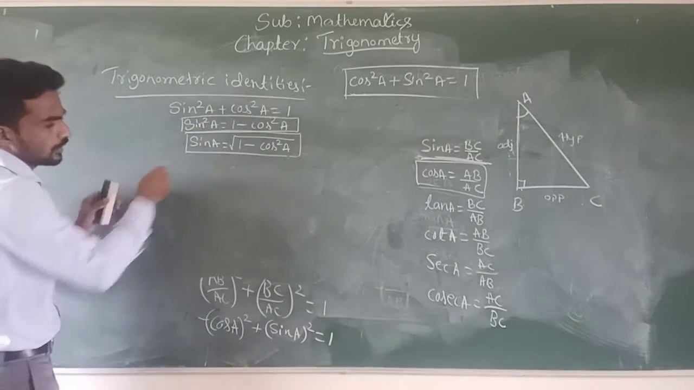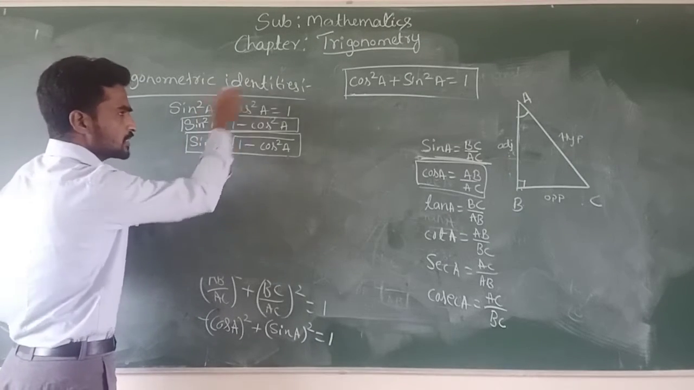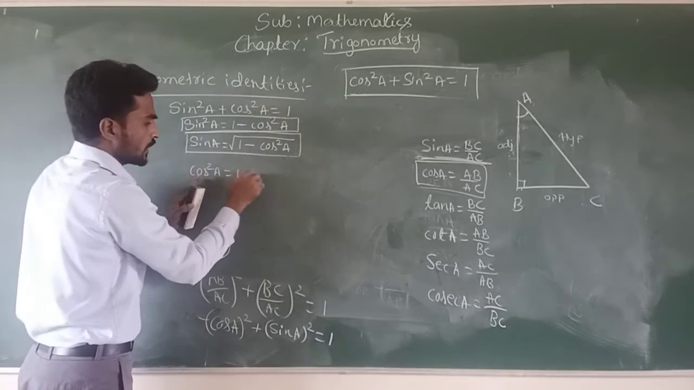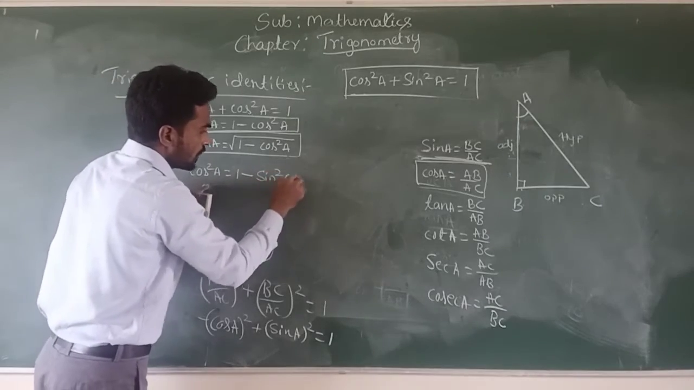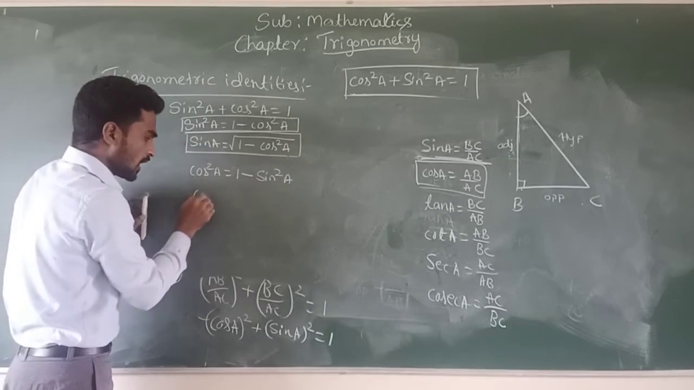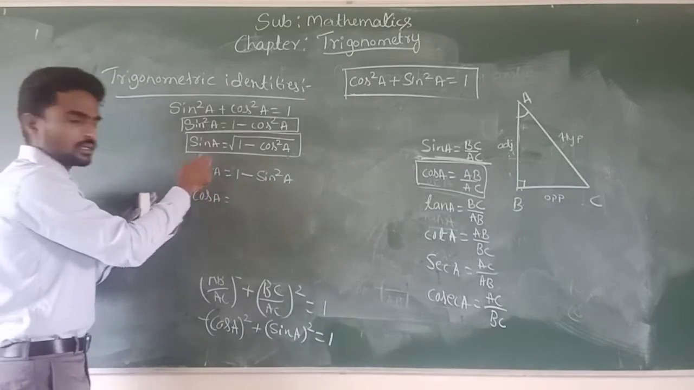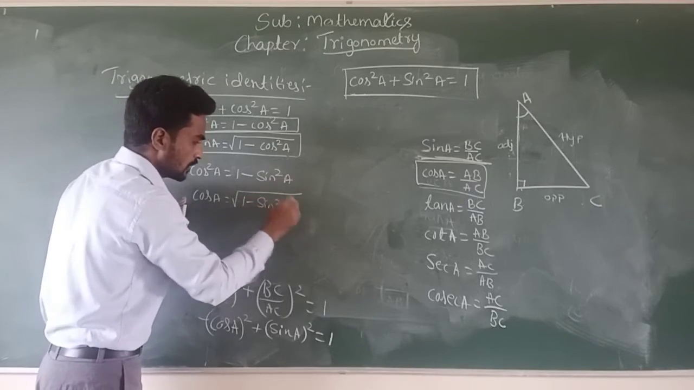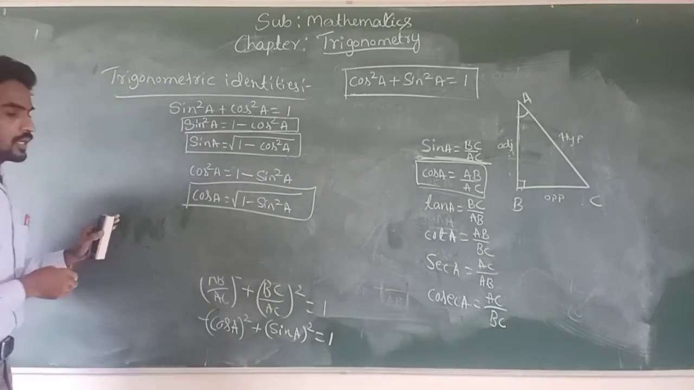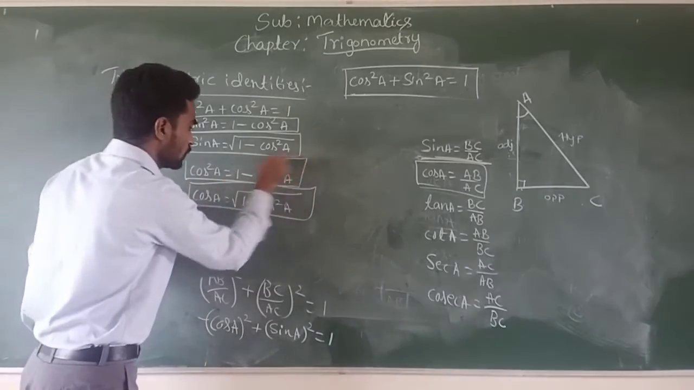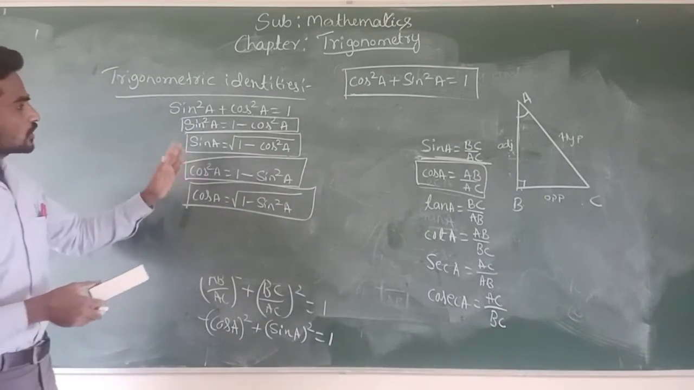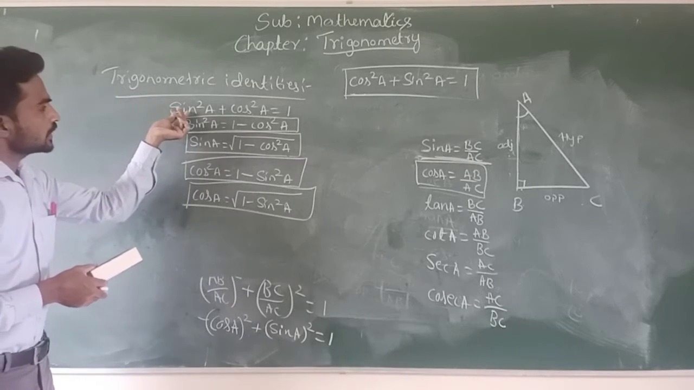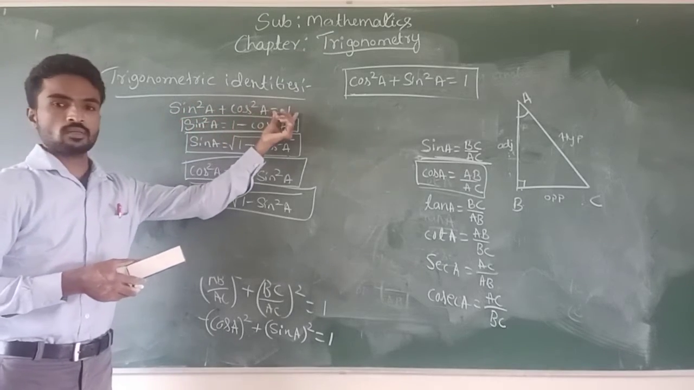And also next one, take sin square A into the right side. Cos square A is equal to 1 minus sin square A. Then for cos A, take the square root of both sides, then the square root will be cancelled out, then square root of 1 minus sin square A. Cos A is equal to square root of 1 minus sin square A. Cos square A is equal to 1 minus sin square A. These are the formulas we have modified from the main trigonometric identity, that is sin square A plus cos square A is equal to 1.